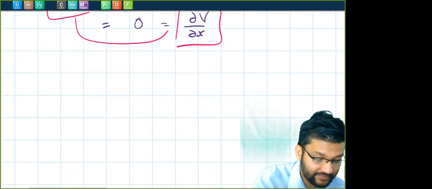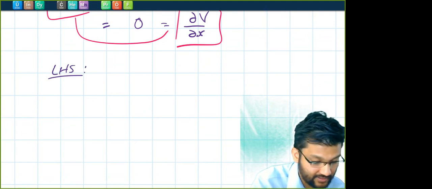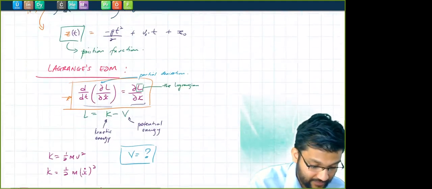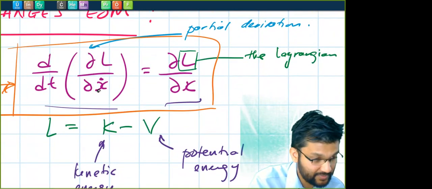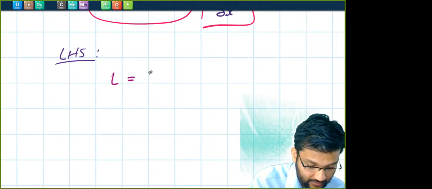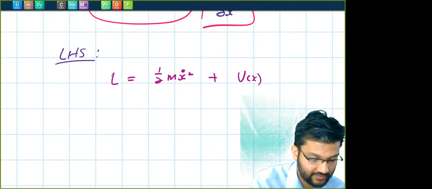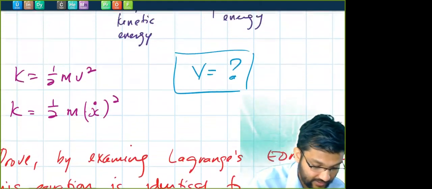Let's look at the left-hand side. I thought we could get away with the right-hand side because it looked easier. So the left-hand side of Lagrange's equation tells us to first take the partial derivative of L with respect to x dot, and then take the time derivative of that. So let's do step 1. We have L equal to half m x dot squared plus some random function of x. The first step is we take the partial derivative of L with respect to x dot, right? That's what it says right here.